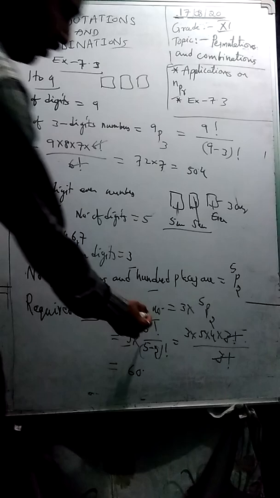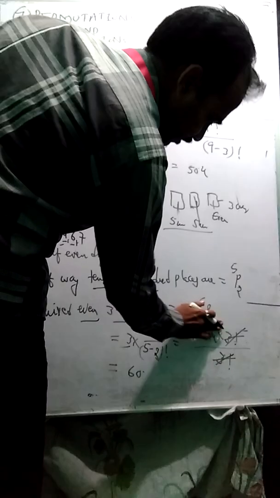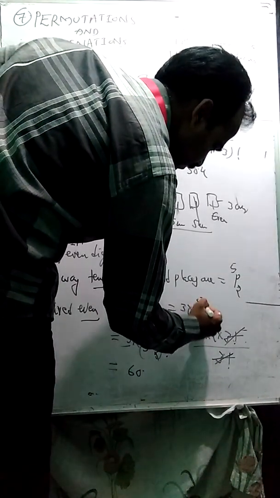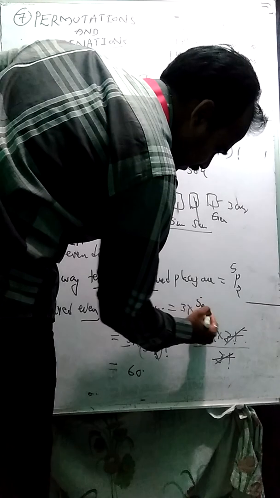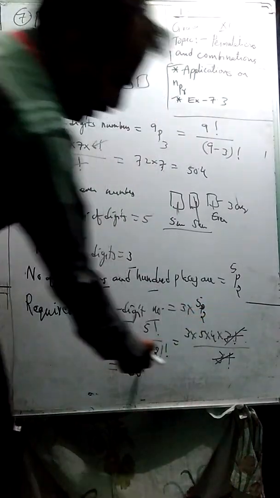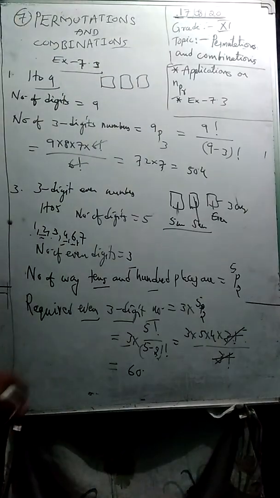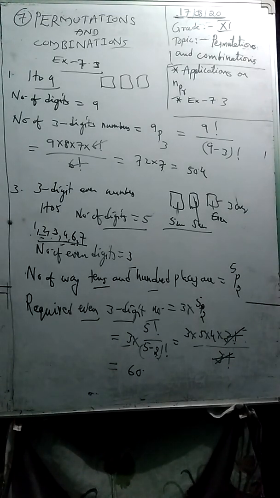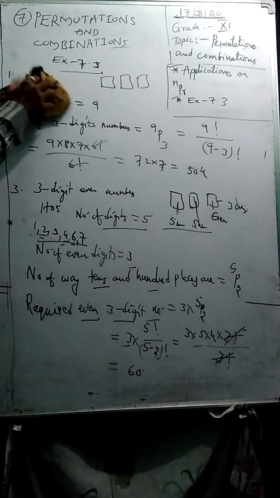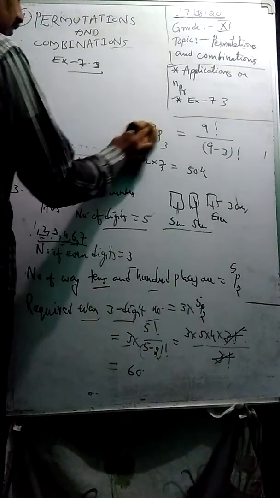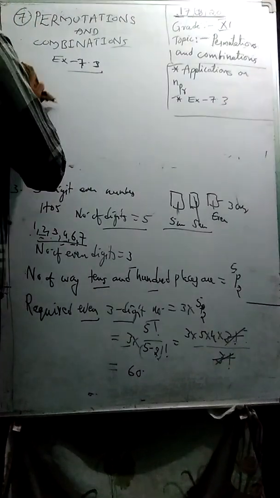Substituting in the formula, we get 5 factorial by 5 minus 2 factorial. 3 factorial gets cancelled. So we have 5 fours are 20, and 20 into 3 is 60. By using these 5 digits, we can write 60 even 3-digit numbers. Let us discuss some more problems, students. The rest you can do as homework. Then we will do the fifth one. Whatever is left over by me will be homework for you, students. So let us discuss.